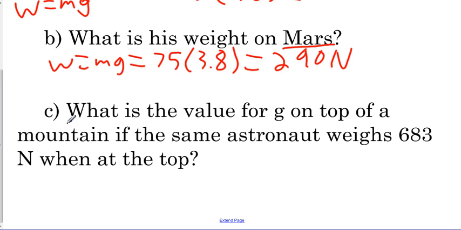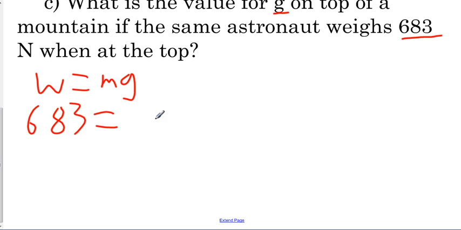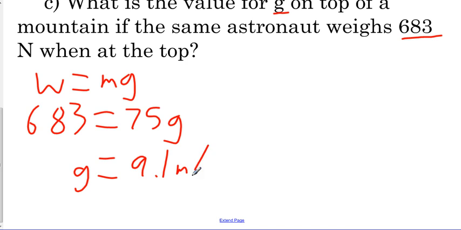And for the last problem here, what is the value for G on top of a mountain if the same astronaut weighs 683 newtons when at the top? So in this case, we are given the weight and we are asked to find the value of G with the same mass. And so we can start with the same equation. Weight is equal to the mass times gravity. And now we have 683 newtons is equal to 75 times G. And so our value for G, the acceleration due to gravity, is going to be 9.1 meters per second squared.